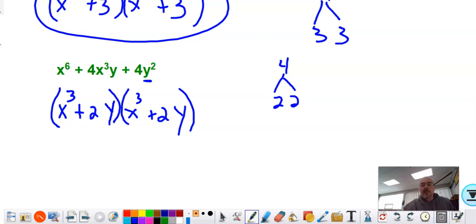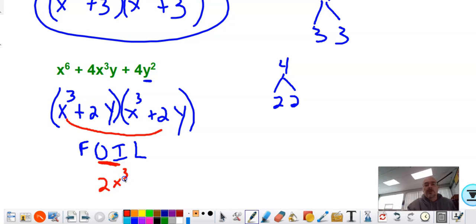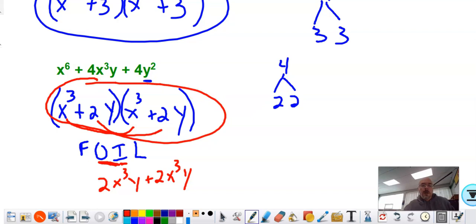You're going, but wait, why is the middle 4x cubed y? Okay, well, if you do the O and the I from FOIL, I'm just going to do the O and the I. The outside terms, that gives us the 2x cubed y. And the inside terms, that also gives us 2x cubed y. And if we add them, that's 4x cubed y. Okay, so it works out. So that is our answer. All right, let me keep going. Almost done.